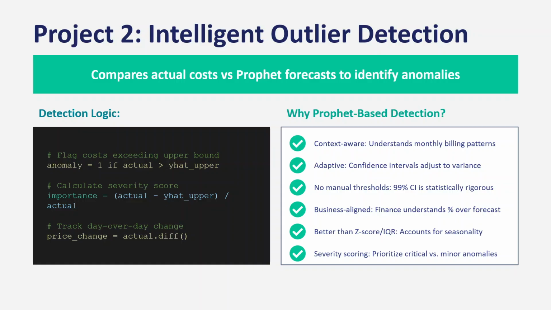Why Prophet-based detection instead of traditional models like Z-score or IQR? This is a question I normally get from my peers. The answer is because Prophet is context aware. It understands billing cycles. The confidence intervals adapt to variance. There are no manual thresholds to maintain, and severity scores let the finance team prioritize critical issues over minor ones. This is a much more business-aligned approach.